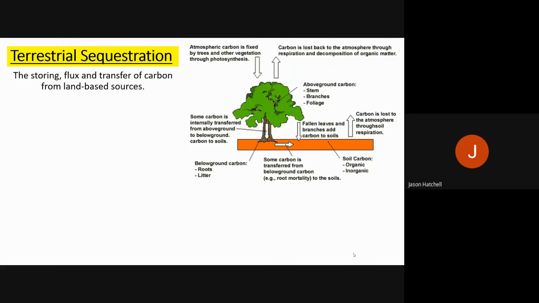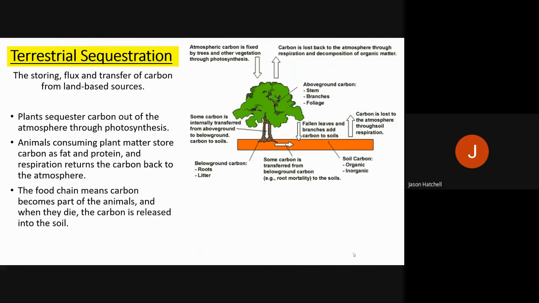So we know that trees naturally store carbon. They take in carbon dioxide, and eventually that transfers into soil as well below the tree. We know that fallen leaves and branches also add carbon to the soil, as do dead plants and animals. We also then know that carbon is lost to the atmosphere from the tree and soil due to respiration. That goes into the atmosphere, but some of that comes back through photosynthesis to help the tree grow, and that maintains the carbon cycle.